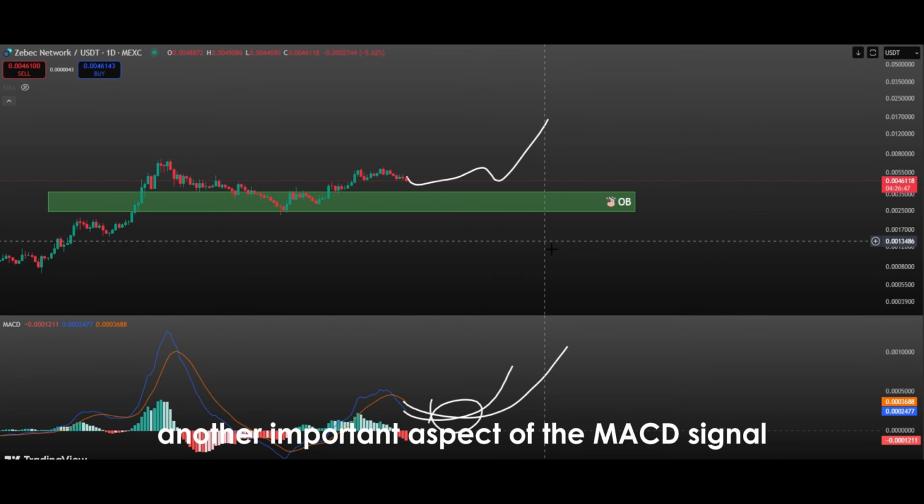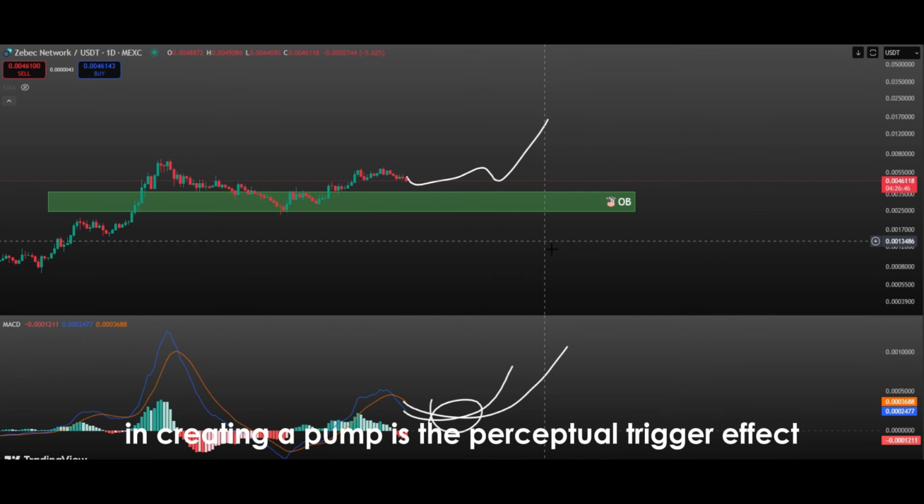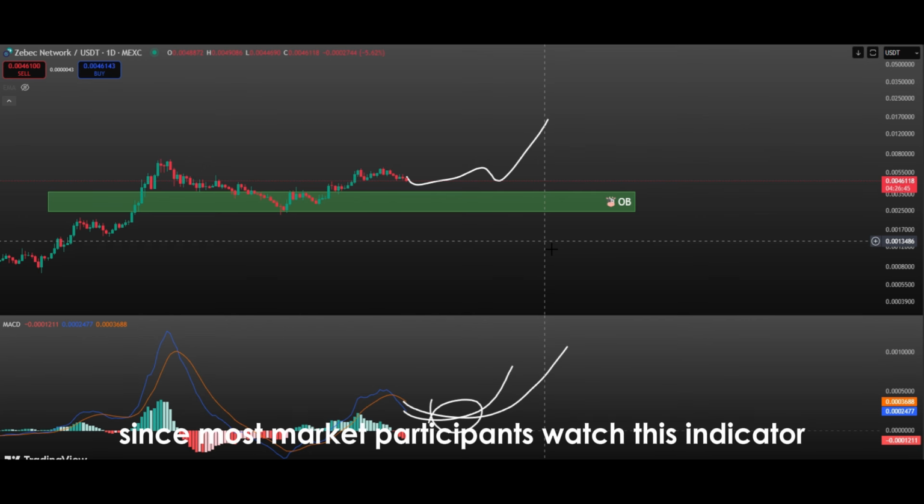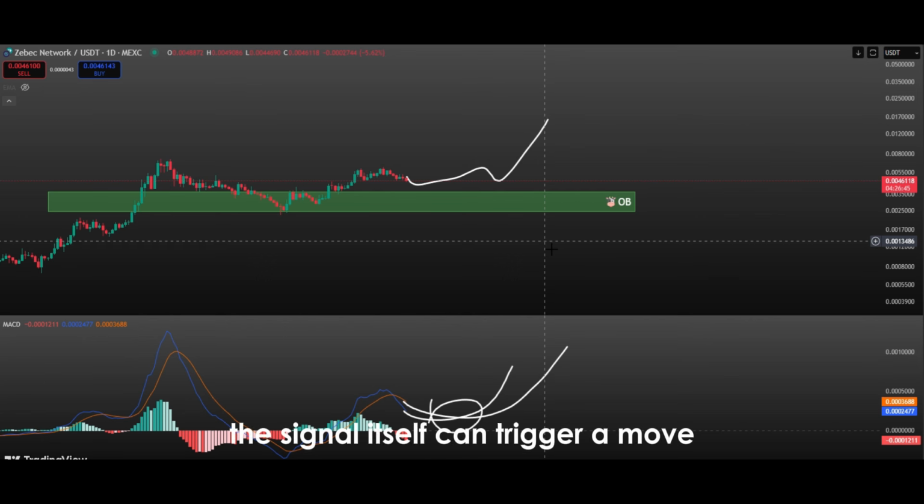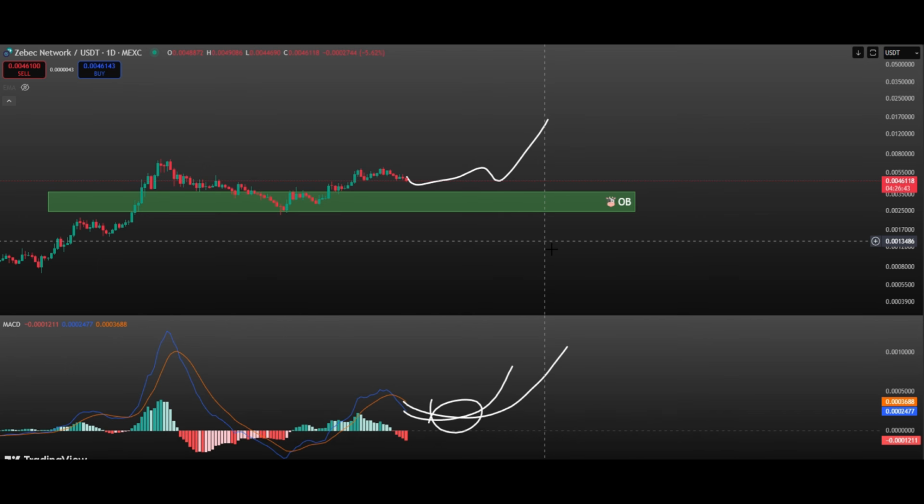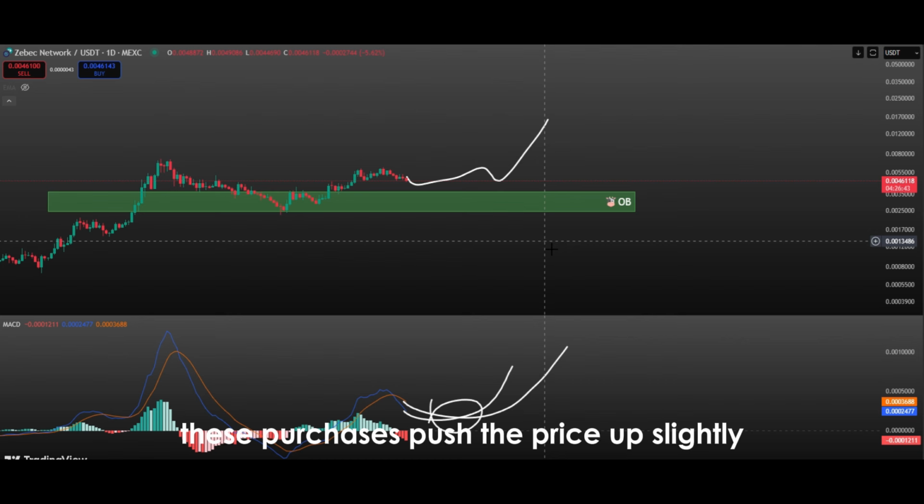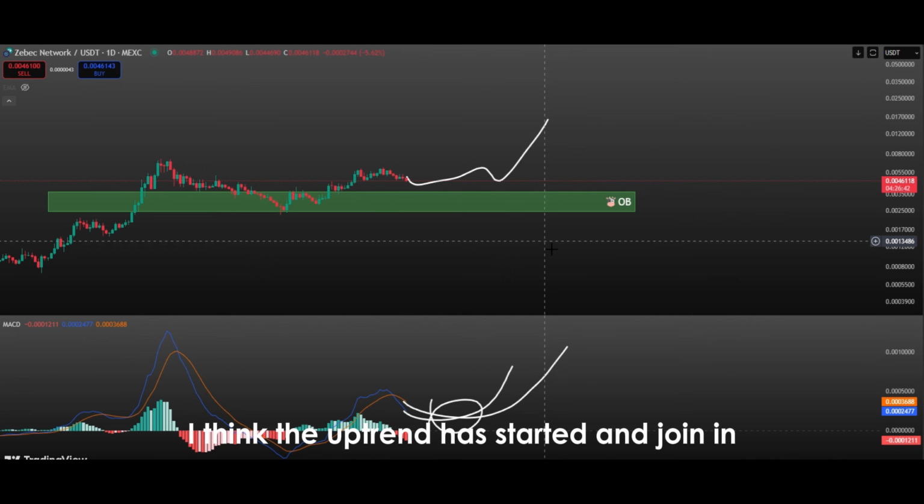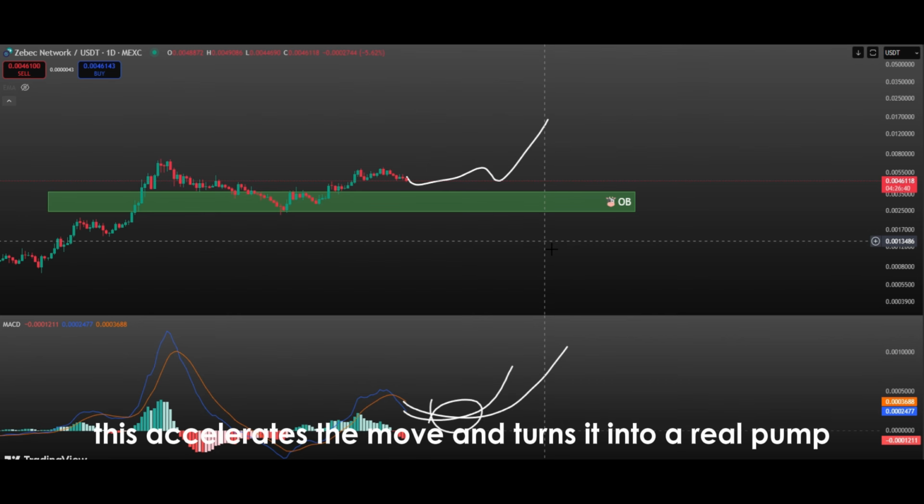Another important aspect of the MACD signal in creating a pump is the perceptual trigger effect. Since most market participants watch this indicator, the signal itself can trigger a move. You can think of it as a domino effect. First, a small group of technical traders starts buying. These purchases push the price up slightly. As the price rises, more investors think the uptrend has started and join in. In the final stage, news of the rise spreads on social media, prompting even more people to buy. This accelerates the move and turns it into a real pump.